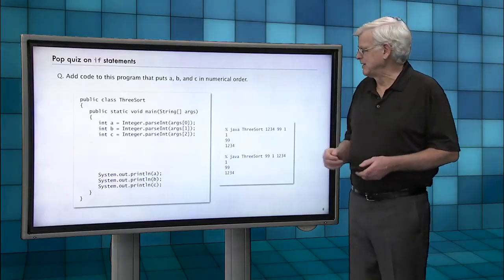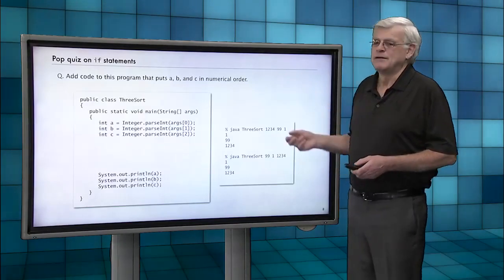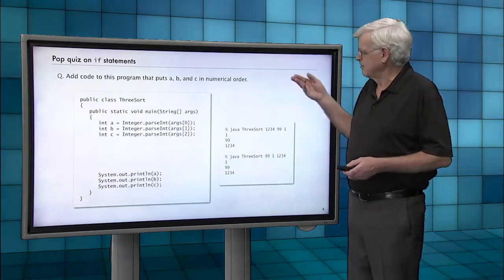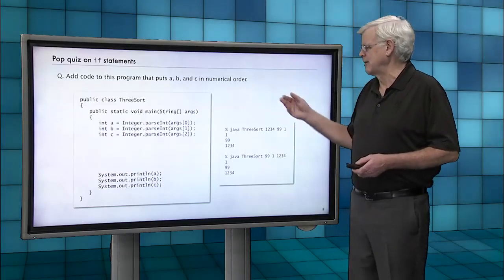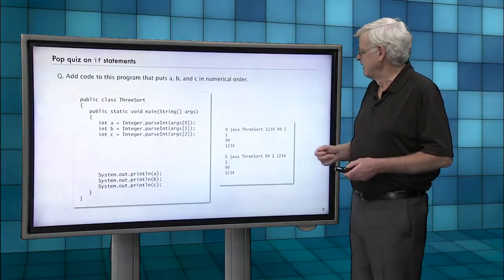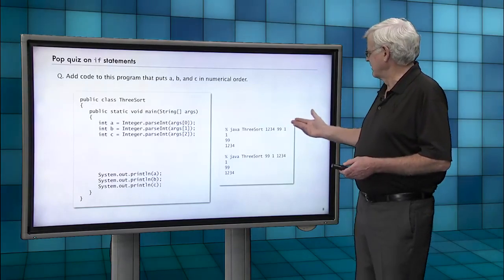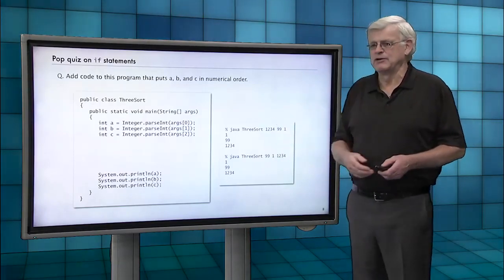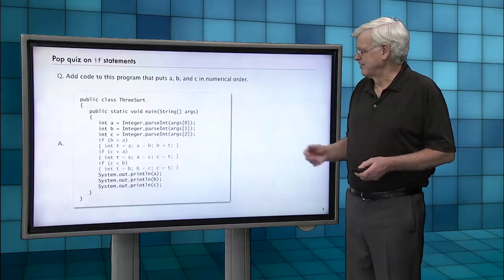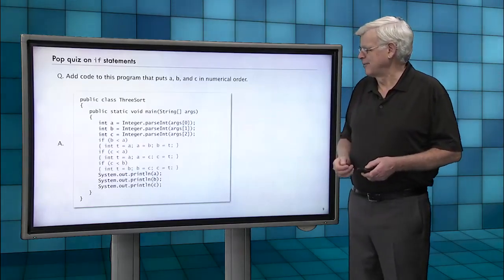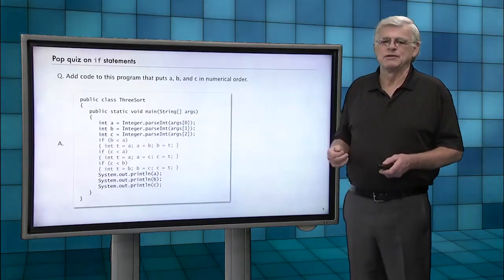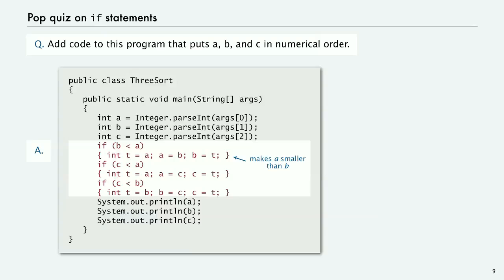After seeing that one, you might think for a while about how you would put three numbers, integers, A, B, and C, in numerical order, so that whatever order they get typed in the command line, they come out in numerical order. And this is a little program with three if statements that achieves this goal.